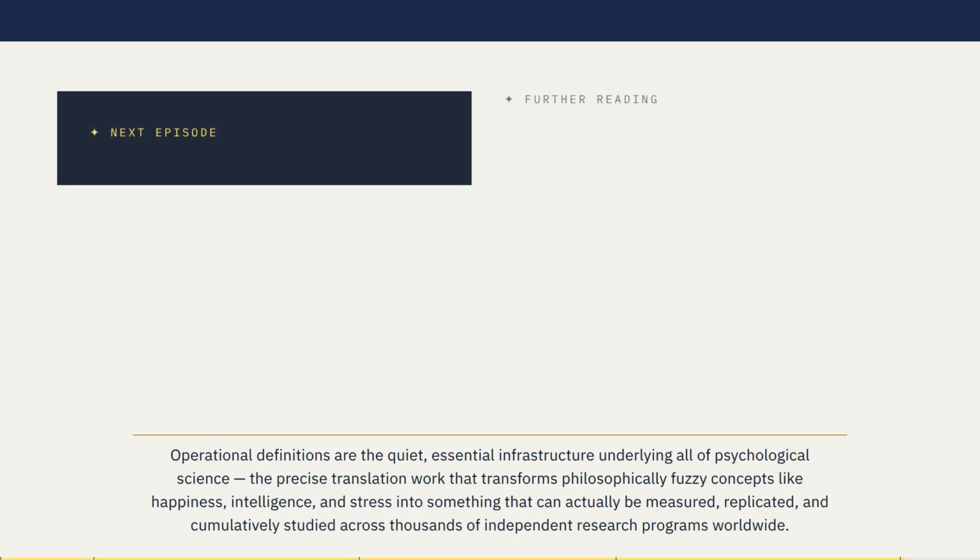Operational definitions are the quiet, essential infrastructure underlying all of psychological science. The precise translation work that transforms philosophically fuzzy concepts like happiness, intelligence, and stress into something that can actually be measured, replicated, and cumulatively studied across thousands of independent research programs worldwide.